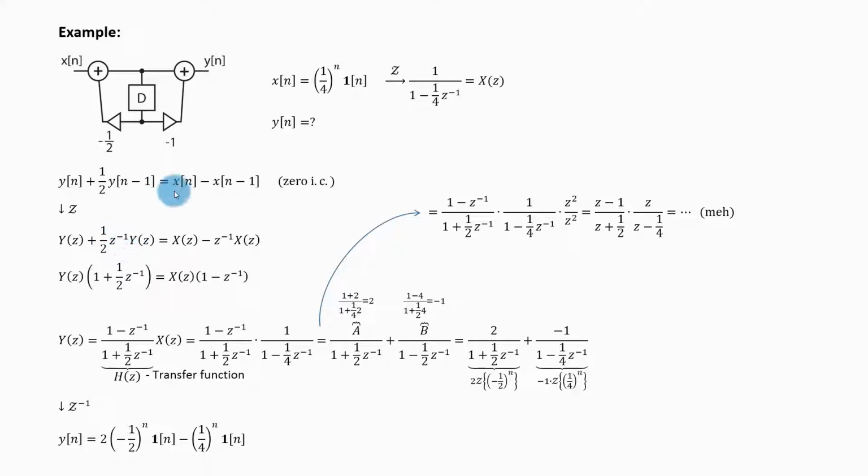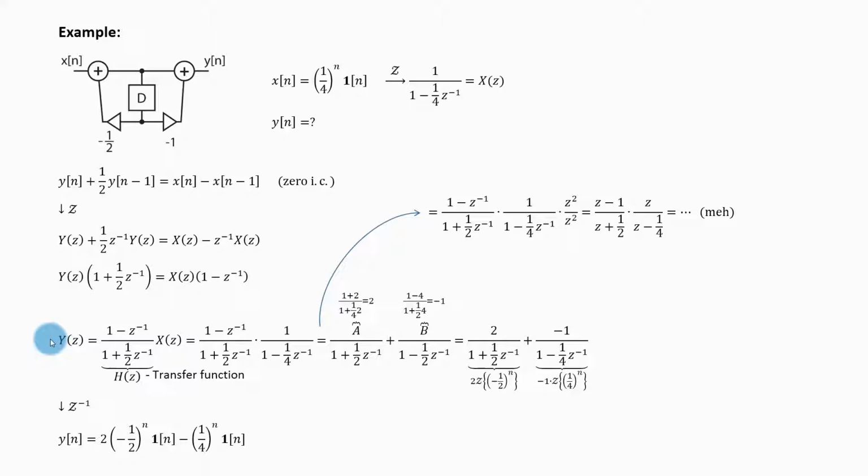On the right hand side, I will do the same thing. This x of n will become the capital X of z, and this x of n minus 1 will become this capital X of z, but because of this time delay, it will be multiplied by this z to the minus 1. Now on the left hand side, I can extract this Y of z, and on the right hand side, I can extract this X of z, and that will give me this. Now I can divide by this polynomial, which will give me this expression.